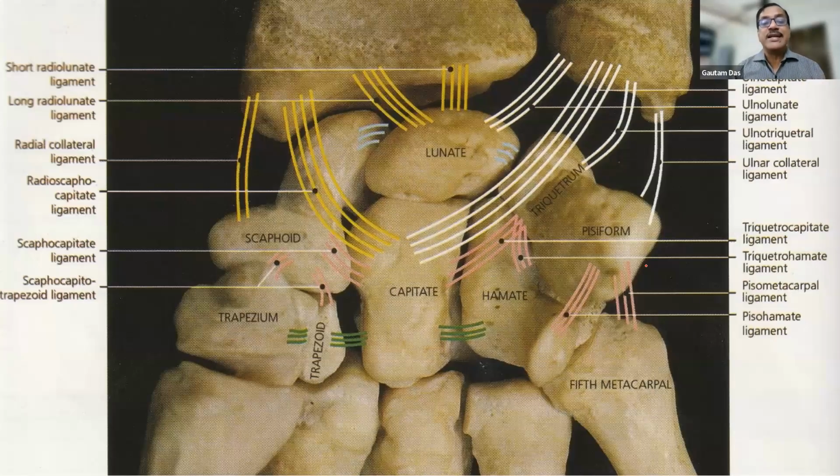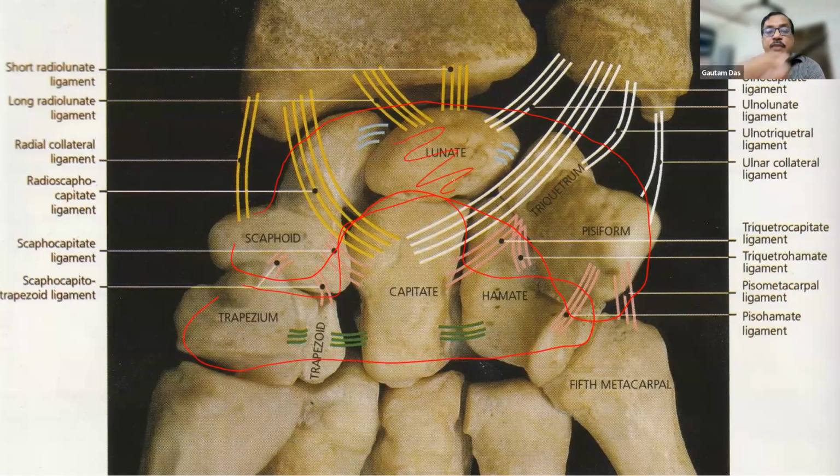So these are the different intrinsic ligaments. Intrinsic ligament is what? Which is connecting one carpal bone with another carpal bone, that is your intrinsic, and extrinsic, which is connecting with bones other than the carpal bones. So here to remember again, if you can remember, this was the inverted U, and this was the inverted T. So this was your lunate.